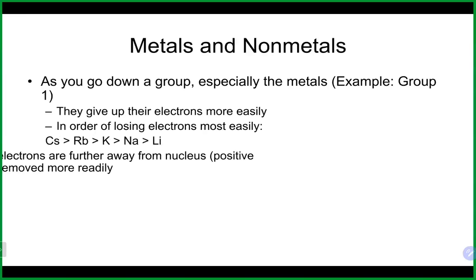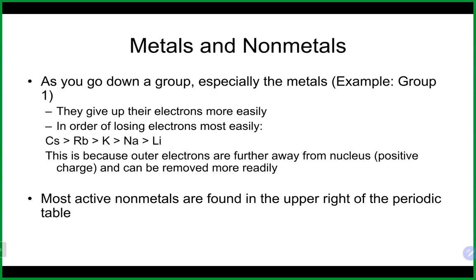So let's talk a little bit about the periodic table and some trends. As you go down a group, which is up and down on the periodic table, we start to see the reactivity of metals start to increase. So in order of losing electrons, cesium, rubidium, potassium, sodium, and lithium, this is basically going up group 1 on the periodic table. And those guys are more reactive as you go down.